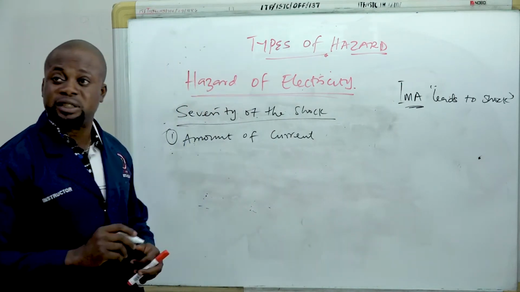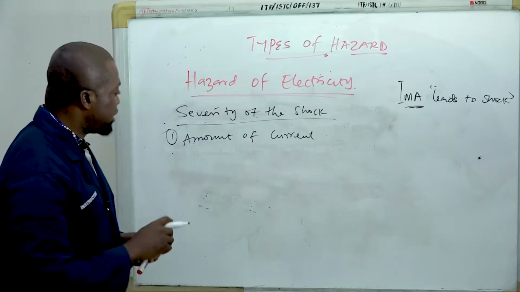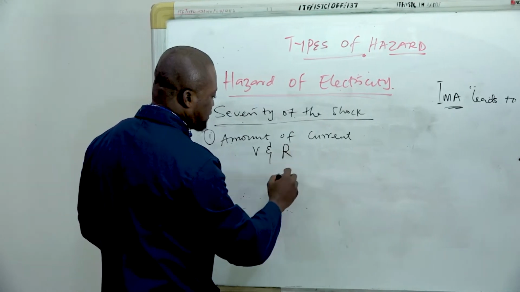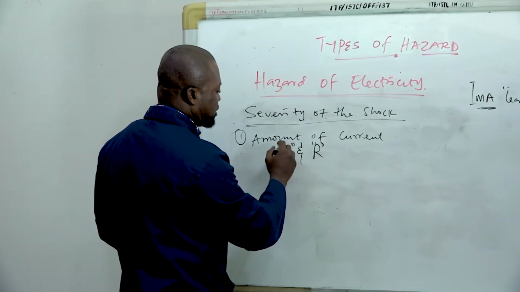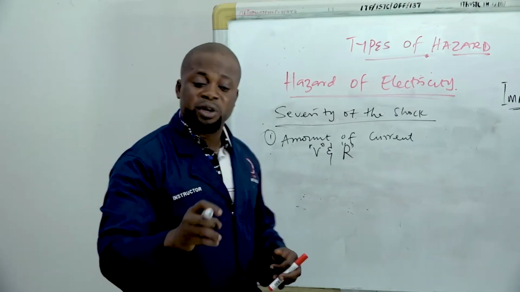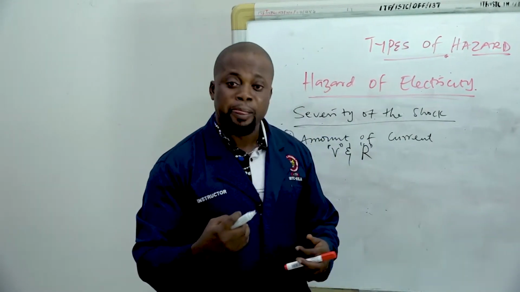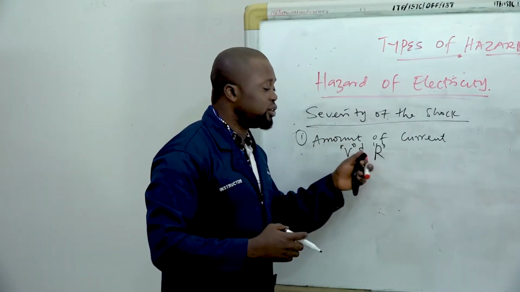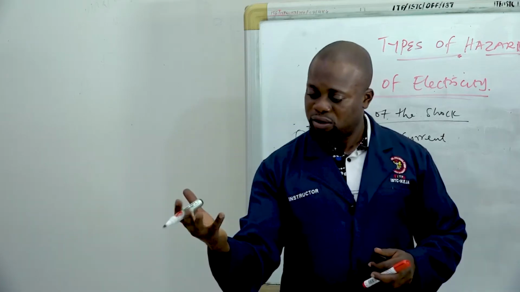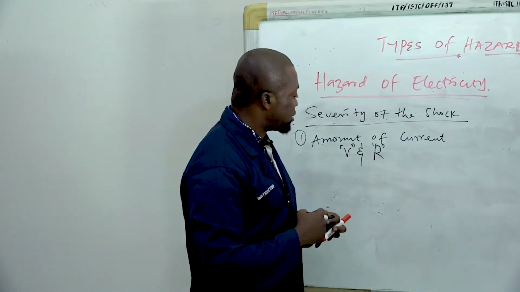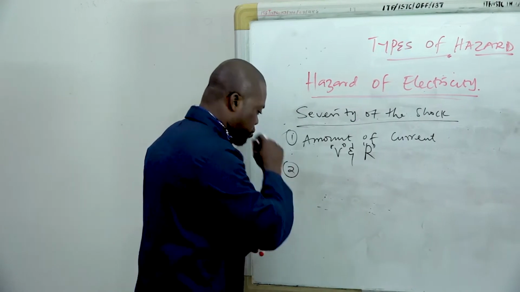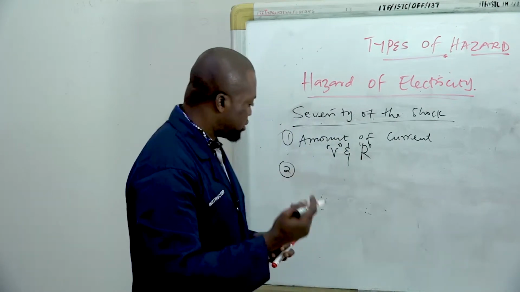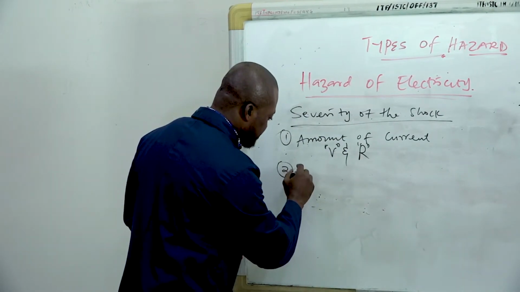The amount of current that enters the body is determined by the voltage and what? Resistance. It's determined by voltage and resistance. So when you make contact, before you can feel the effect, it must be an amount of current that is large enough to see the physical effects on the body. Another factor is the path through which the body makes contact.